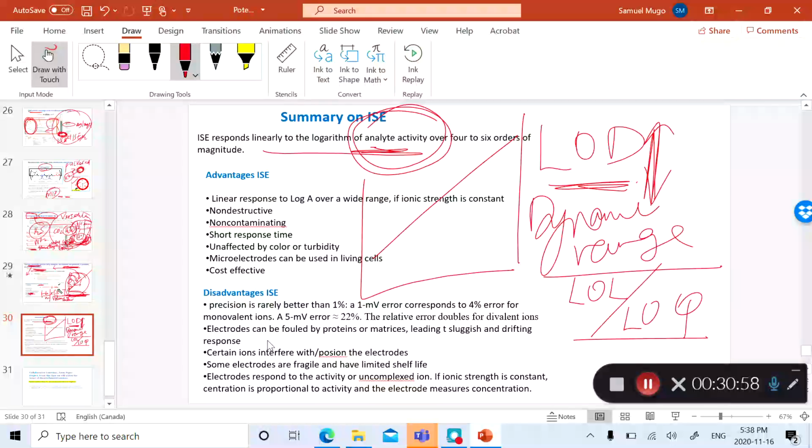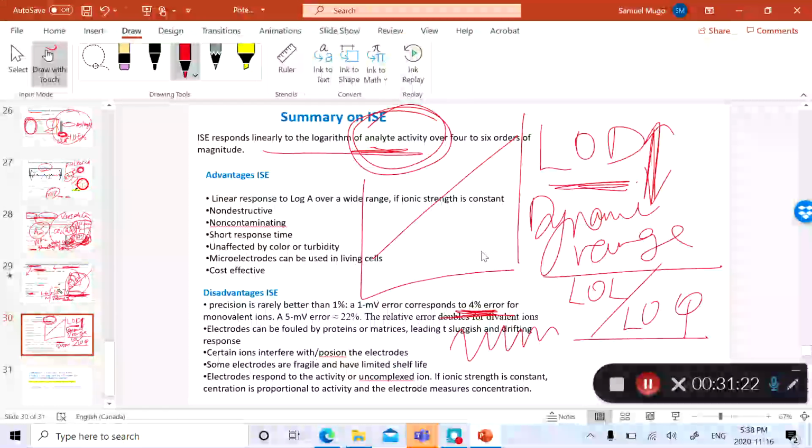All right. Other disadvantages: they tend to have very poor precision. The precision is not very good for ion selective electrodes and so on. That's why a pH electrode tends to be fairly unstable and fairly noisy, and so on. And also they tend to be easily poisoned as well.